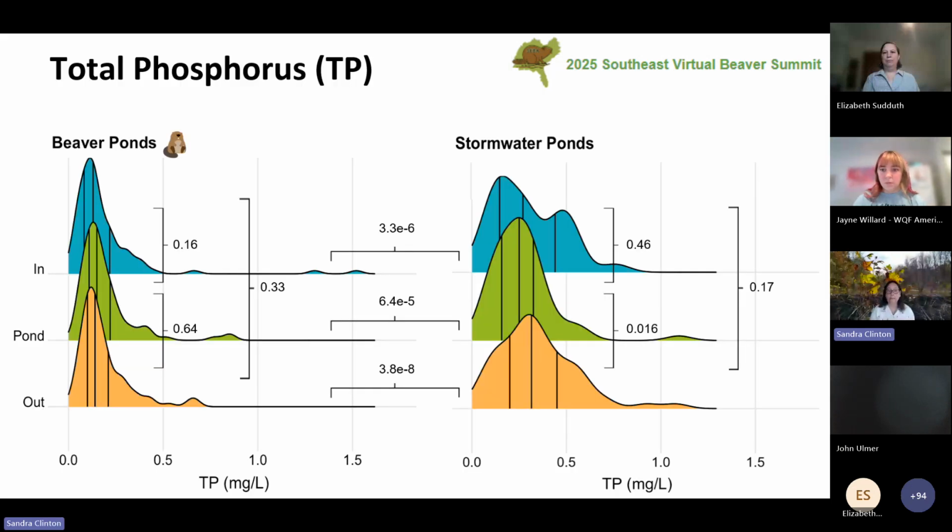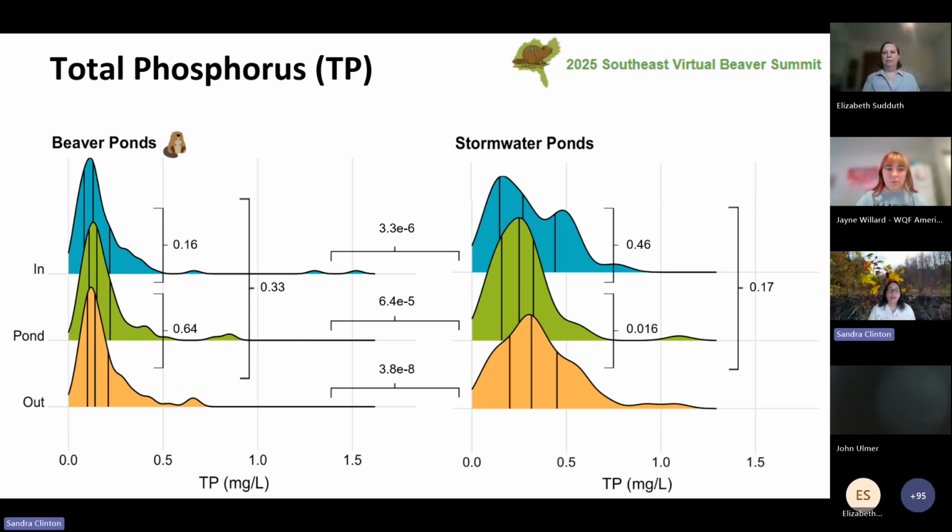And so this is the same graph that you saw earlier with DOC in terms of the framework. We have concentration of total phosphorus on the bottom, beaver ponds and stormwater ponds. And there are a couple of things that are really interesting here. One is that total phosphorus behaves differently than DOC. This is not surprising. Each nutrient or constituent is going to cycle differently in these systems. And so we really need to think about water quality as a complex of nutrients and pollutants, not just one.